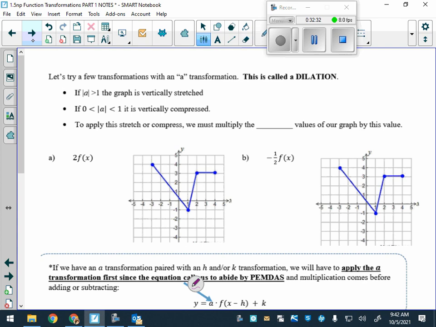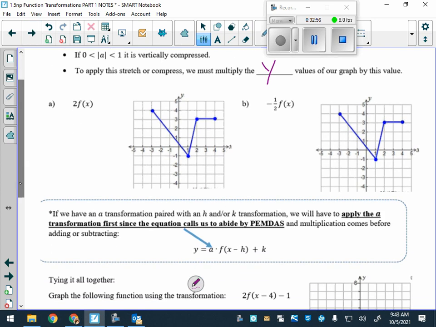The last thing, where there's multiple things going on. This is called a dilation. We've done this already where there's stretches and compressions and reflections. We must multiply the y values of our graph by this a value. So these are two examples. You are going to see actually what a stretch and compression looks like. We have the same graphs here, but in A, what types of transformations are happening?